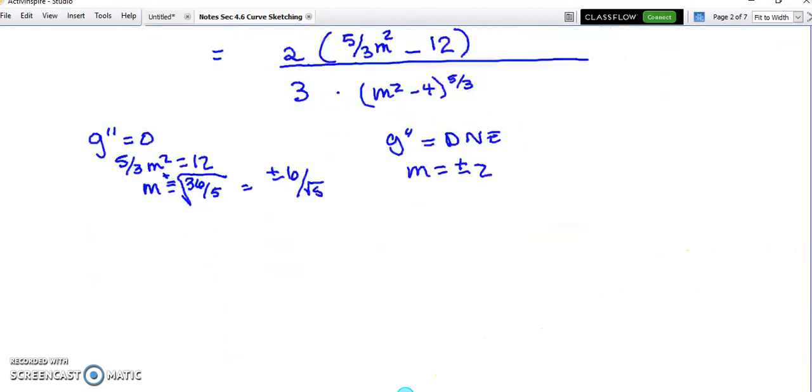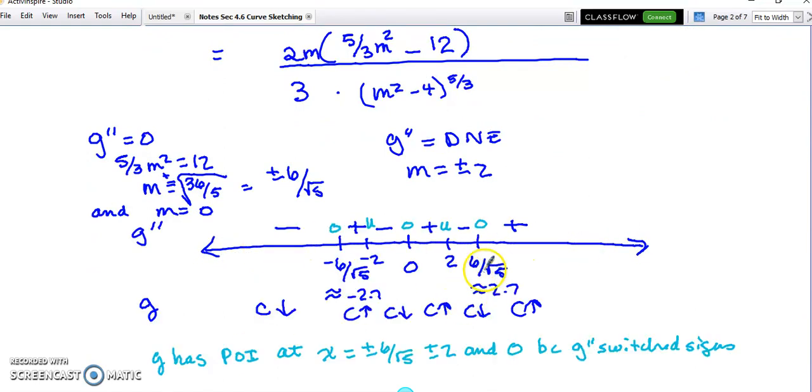We'll do our sign chart. So we go ahead, set that up. Okay, so you guys can pause this. I'm trying to save time, so I only have 15 minutes for the video. That I basically found my signs, talk about my concavity, and you'll see that it switches each time. So we have points of inflection at plus or minus 6 over square root of 5, plus or minus 2, and 0 because we switch signs.